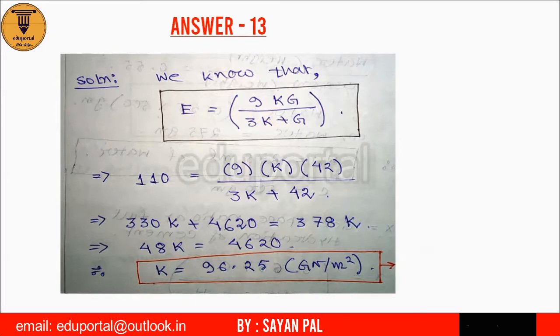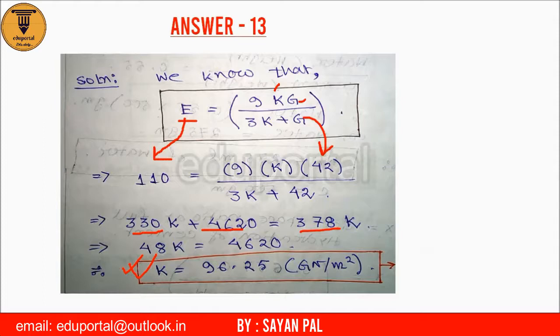And here we have the solution. We know that there is a relation between Young modulus E, shear modulus G, and bulk modulus K. That is E is equal to 9KG by 3K plus G. Here, if we put the value of E, 110 giganewton per meter square, and value of G, that is 42 giganewton per meter square, we can easily determine the value of K, that is bulk modulus. So from the solution we get K is equal to 96.25 giganewton per meter square.